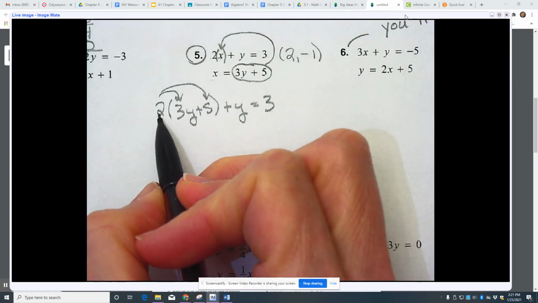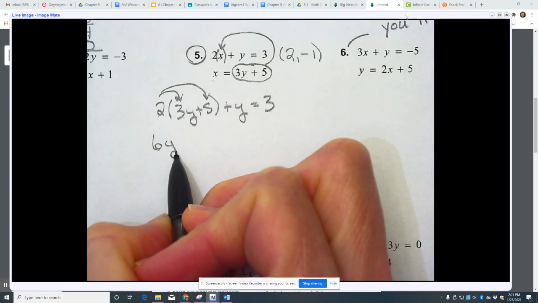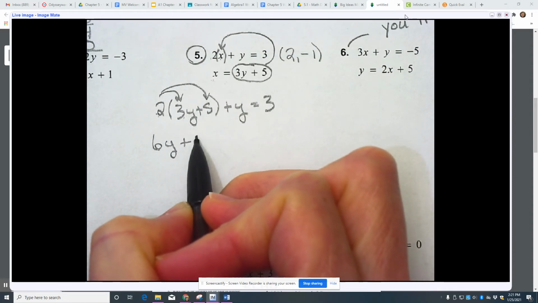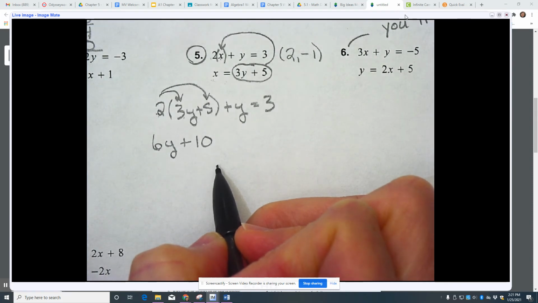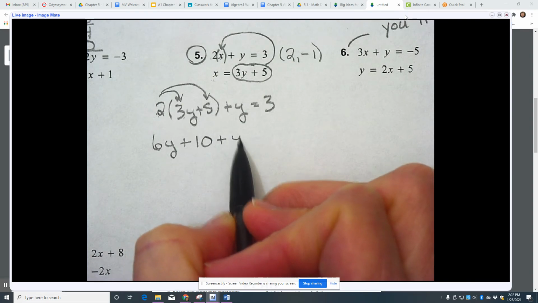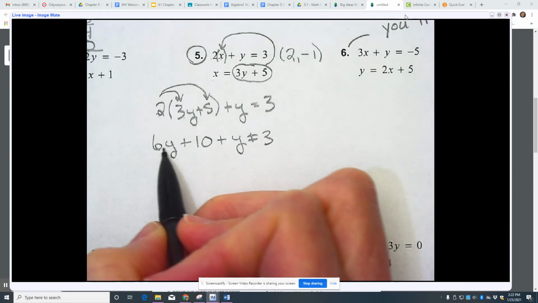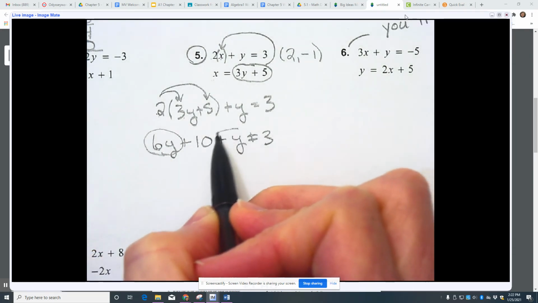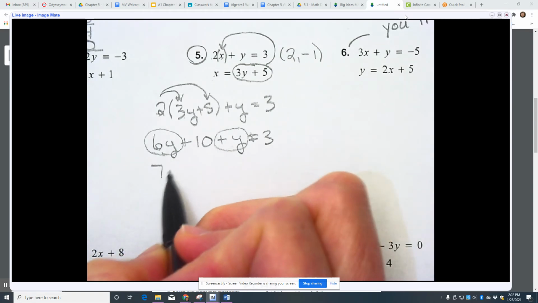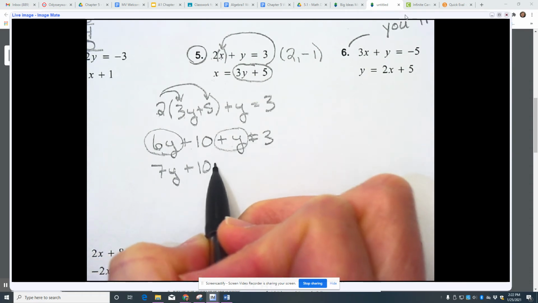So 2 times 3y is 6y. 2 times 5 is 10, and they're both positive, so it's plus 10. So I did my distributive property here. Now the rest is a copy job. Equals 3. Got some like terms again on the left side of the equal sign, so combine your like terms. 6y plus y, 7y, plus 10, don't forget about that, equals 3.